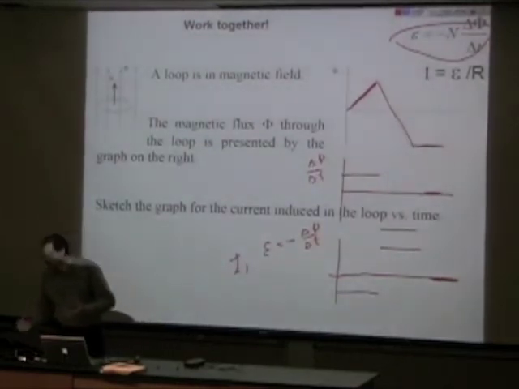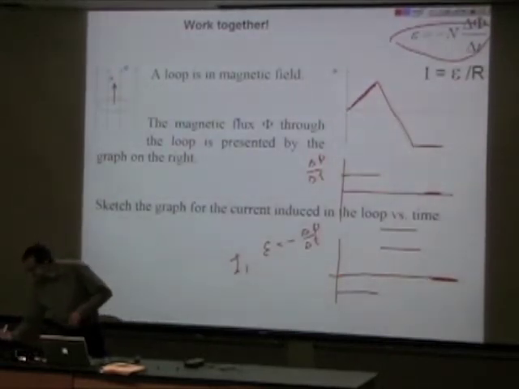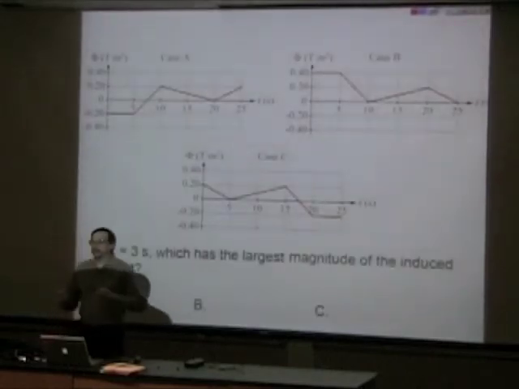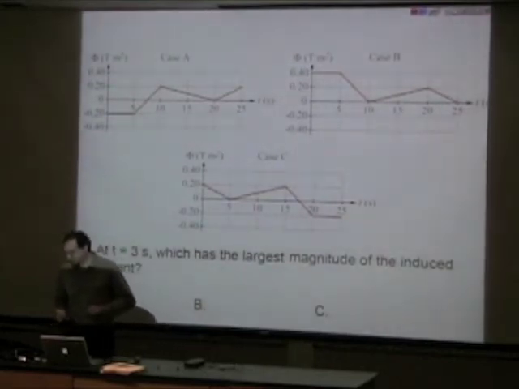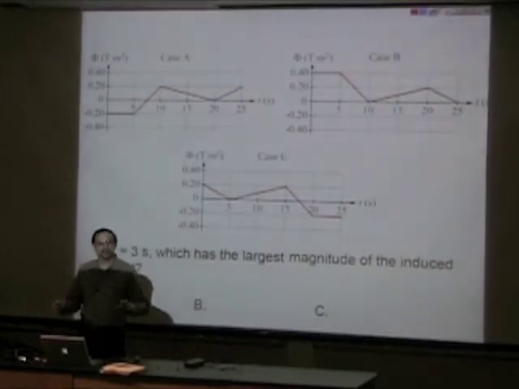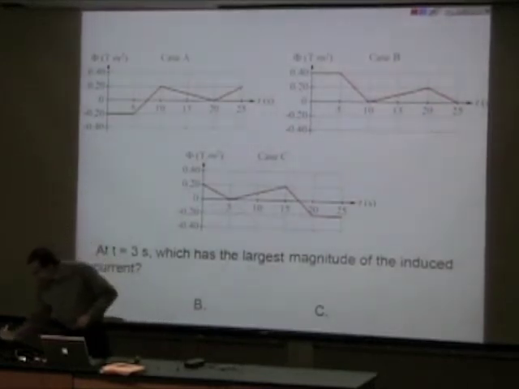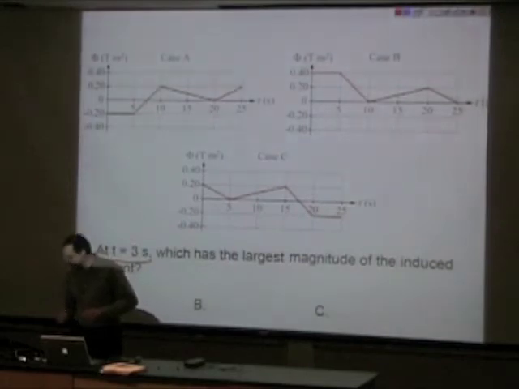Well, if we had actual values, we could calculate the values for EMF and for the current. This is my question to you. Now we have three graphs. If you look at these graphs, you can figure out EMF at any time for any graph. But so far the question is, at t equals 3 seconds, which of these graphs gives the current of the largest magnitude?